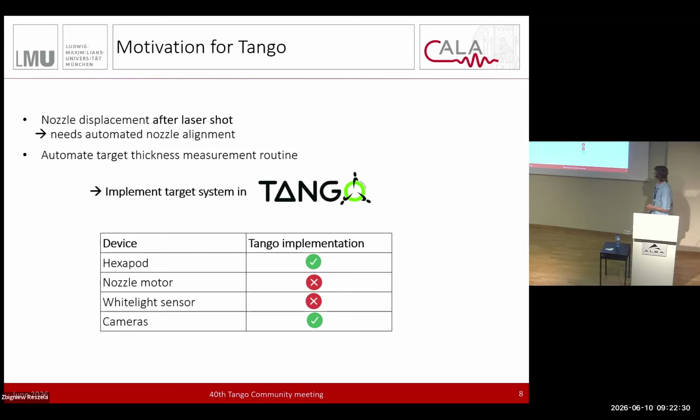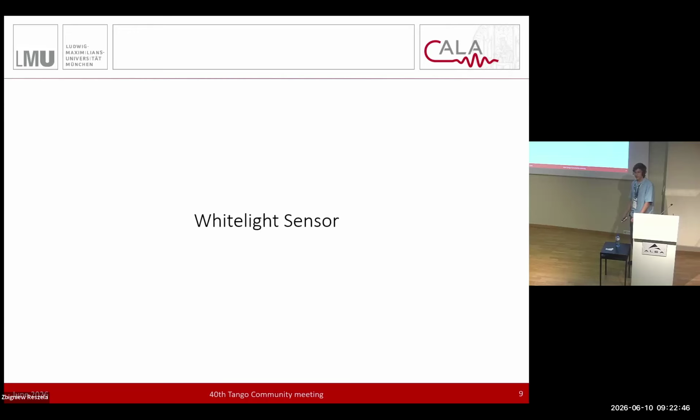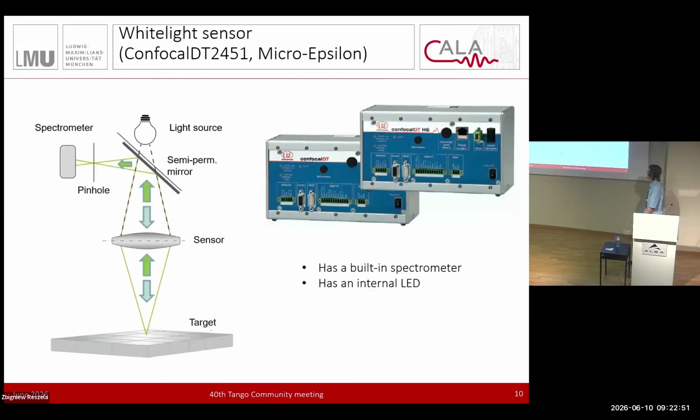And for now, we have half of our target system implemented. Our hexapods and our cameras are all integrated, so we need to only integrate our nozzle motors and the white light sensor. And these are 2 of our ongoing projects. Now, I'll tell you about our white light sensor, which we use for thickness measurements. It's a confocal DT2451 Micro-Epsilon controller, but we misuse it. We only need a spectrometer and an LED from it.